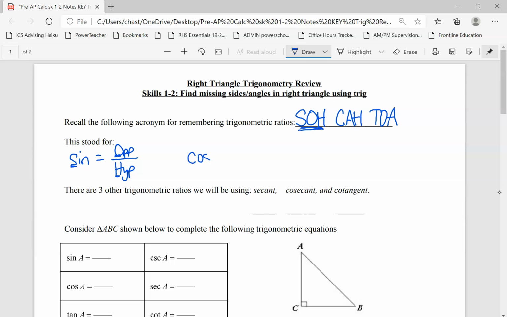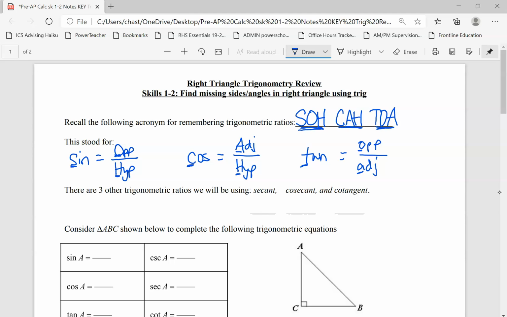Then we have cosine of an angle is equal to the adjacent divided by the hypotenuse, CAH. And then the tangent of an angle is equal to the opposite over the adjacent. Tangent, opposite, adjacent, TOA. We're going to learn three more words today. They're just going to be the reciprocal ratios for the ones that we have here.